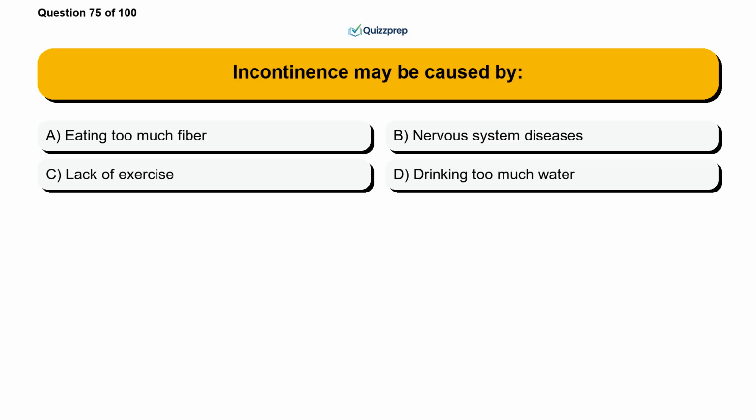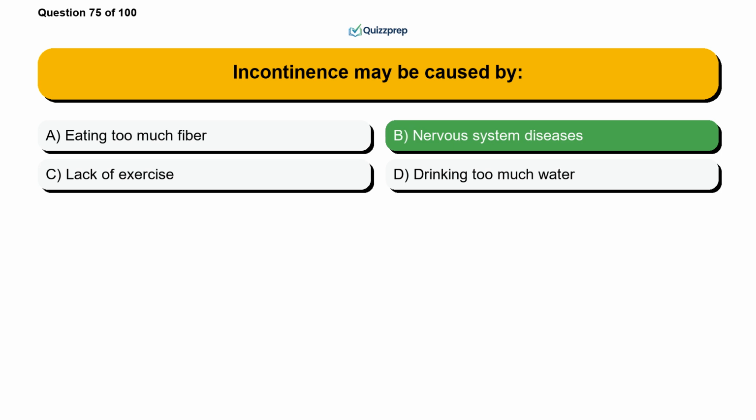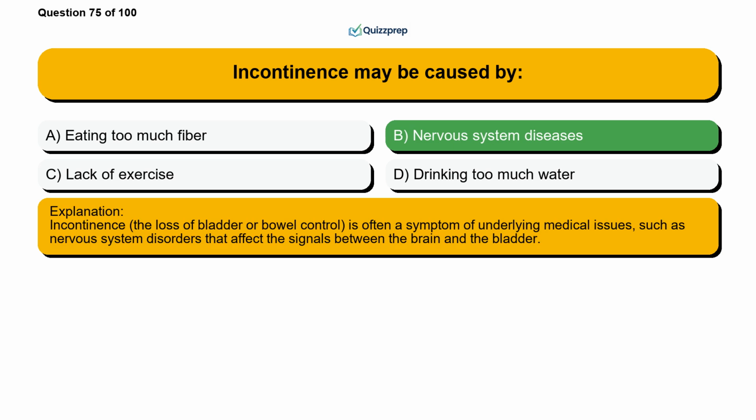Question 75. Incontinence may be caused by: Option A, eating too much fiber. Option B, nervous system diseases. Option C, lack of exercise. Option D, drinking too much water. The correct answer is option B, nervous system diseases. Incontinence, the loss of bladder or bowel control, is often a symptom of underlying medical issues, such as nervous system disorders that affect the signals between the brain and the bladder.